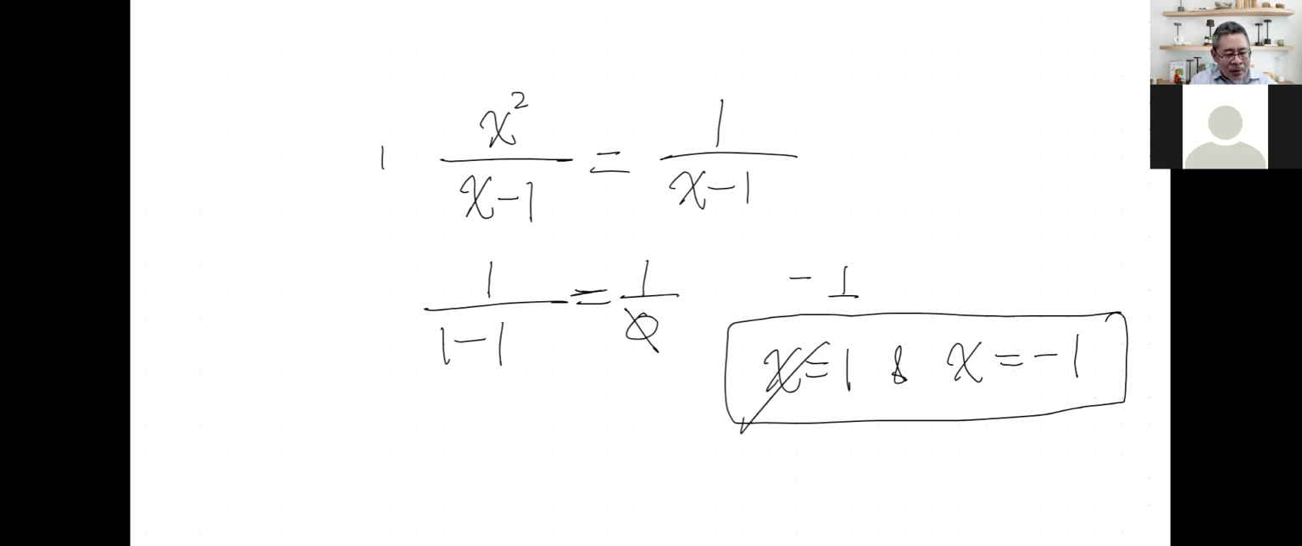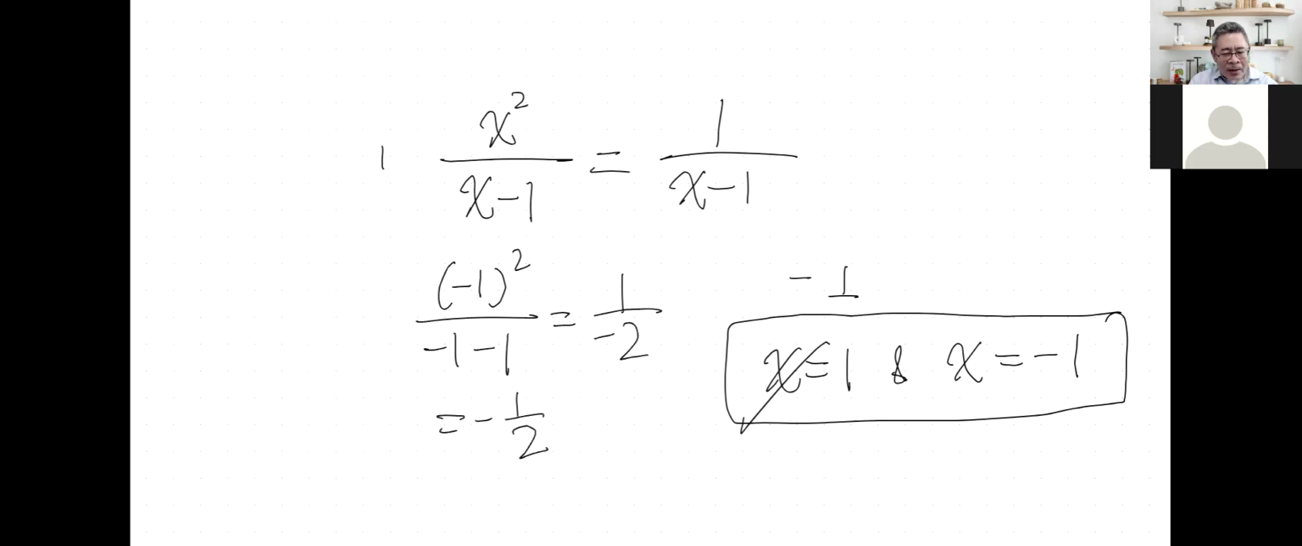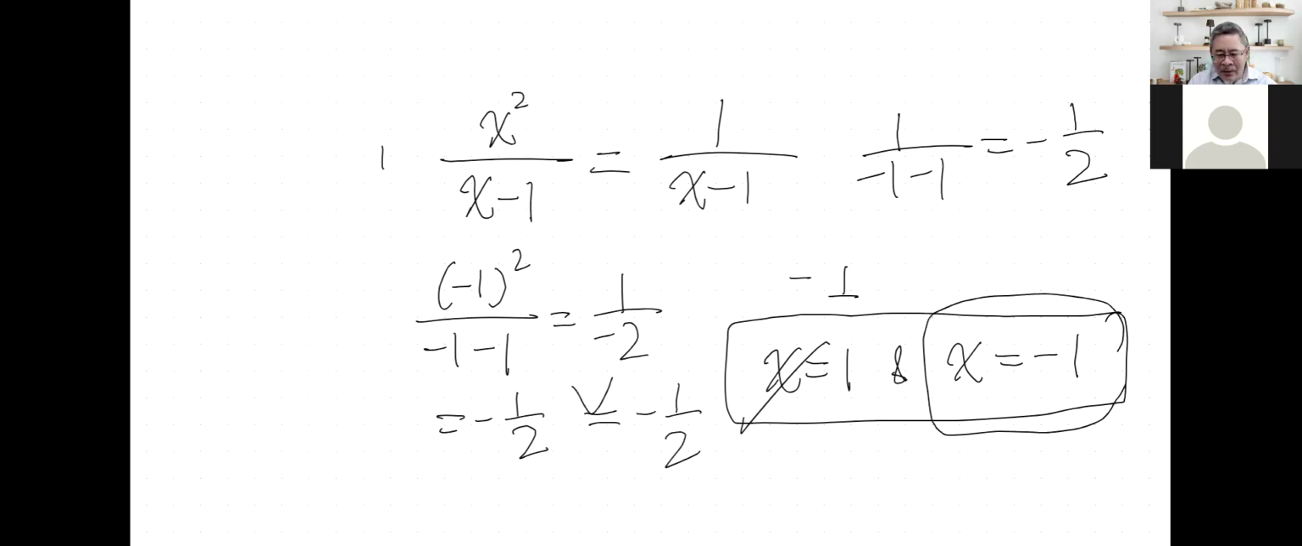Then we look at the second one. The second one we got x equal to negative 1. Negative 1 squared over negative 1 minus 1, we got 1 over negative 2, which is negative a half. This is the left-hand side. Right-hand side is 1 over negative 1, which is negative 1. Hmm, wait, that is negative 1 half on the left; the right-hand side is 1 over negative 2, negative 1 half. So left-hand side equals right-hand side. So therefore, this is the valid answer. Good.